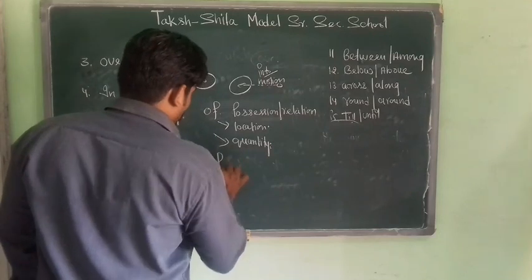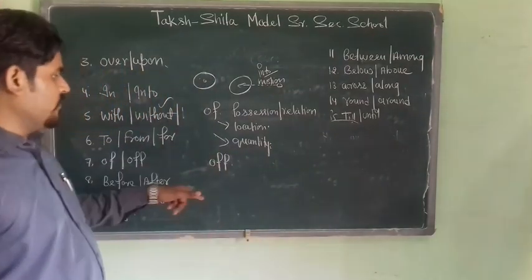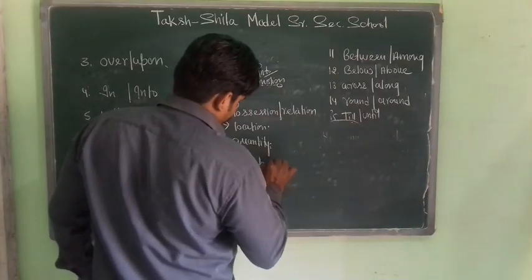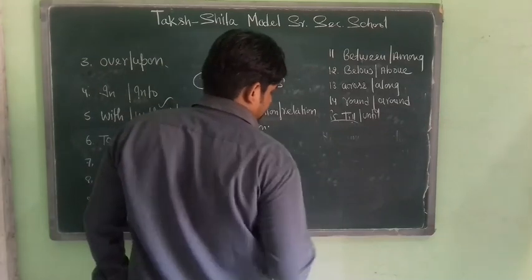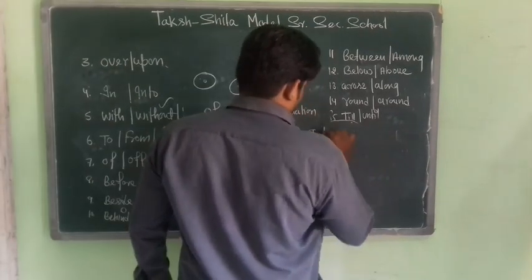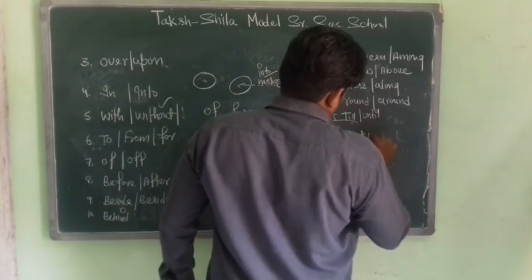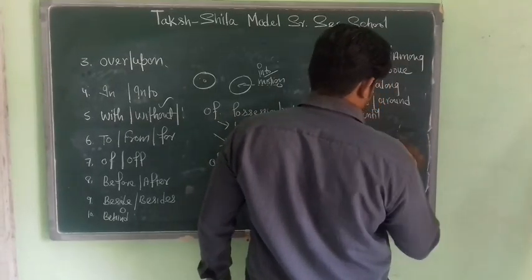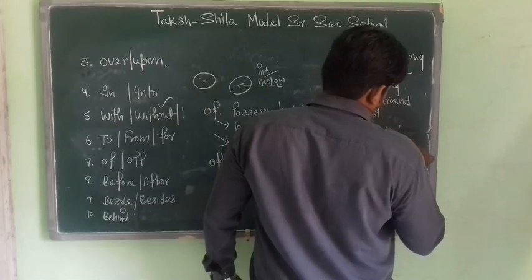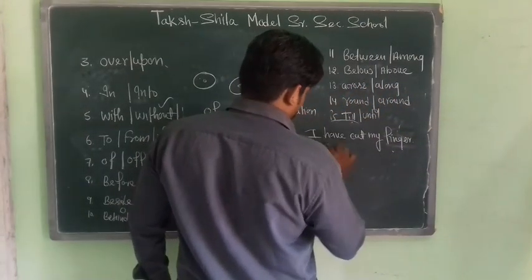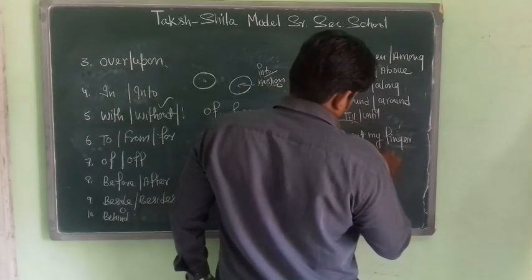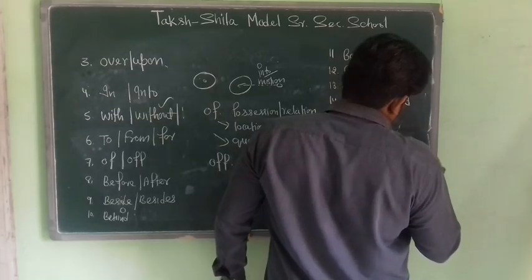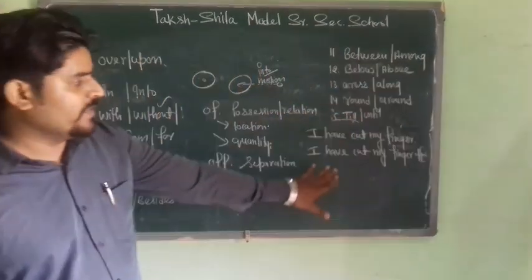Then there is off, O-double-F. What is the difference between both of them? It shows separation. What? Separation. How? Let me write a sentence. I have cut my finger. Then the other example is I have cut my finger off, right? What is the difference between these 2 sentences?